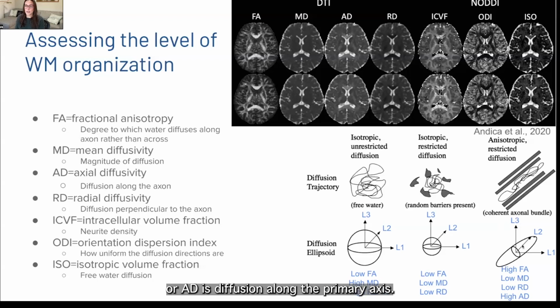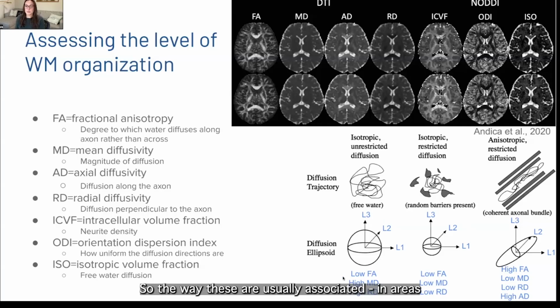Axial diffusivity, or AD, is diffusion along the primary axis. Radial diffusivity is diffusion perpendicular to the axon, so the average of those two. And I just realized one issue here. These are switched. L1 is always the primary axis of diffusion. So this should say L1 and this one should be L2 and so on for these here.